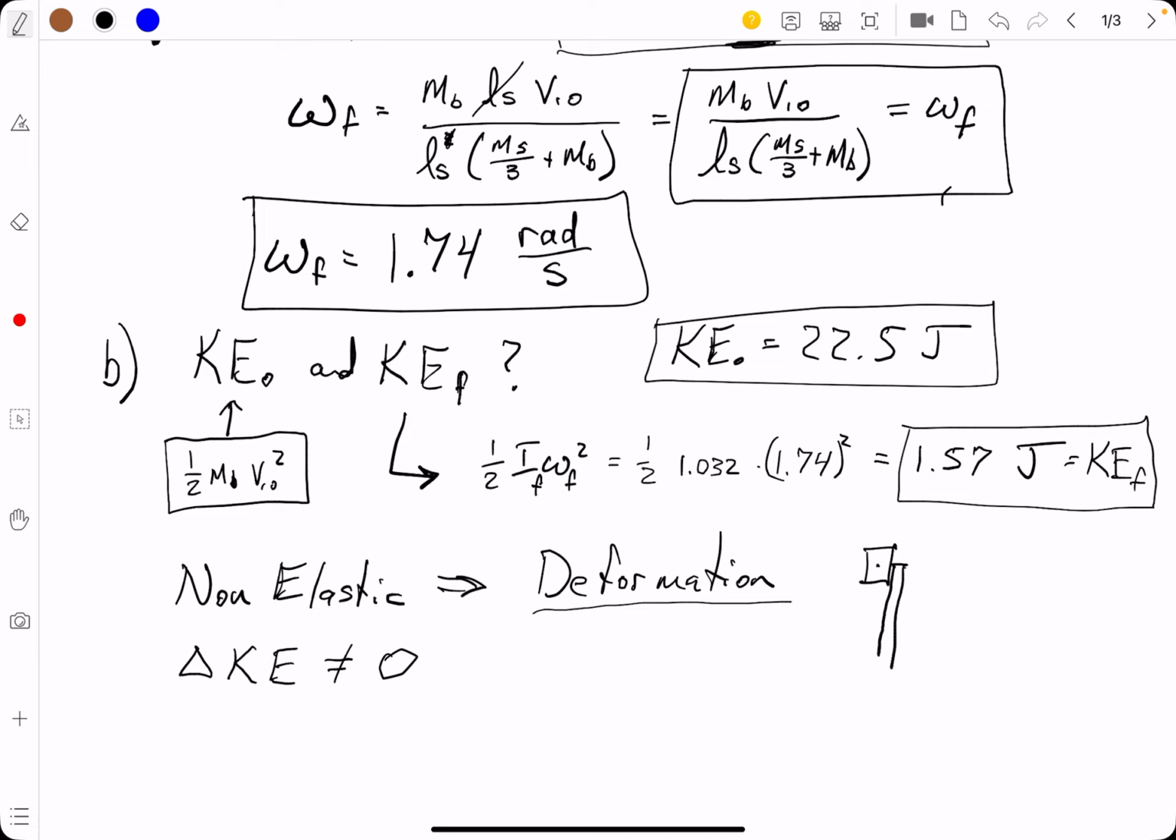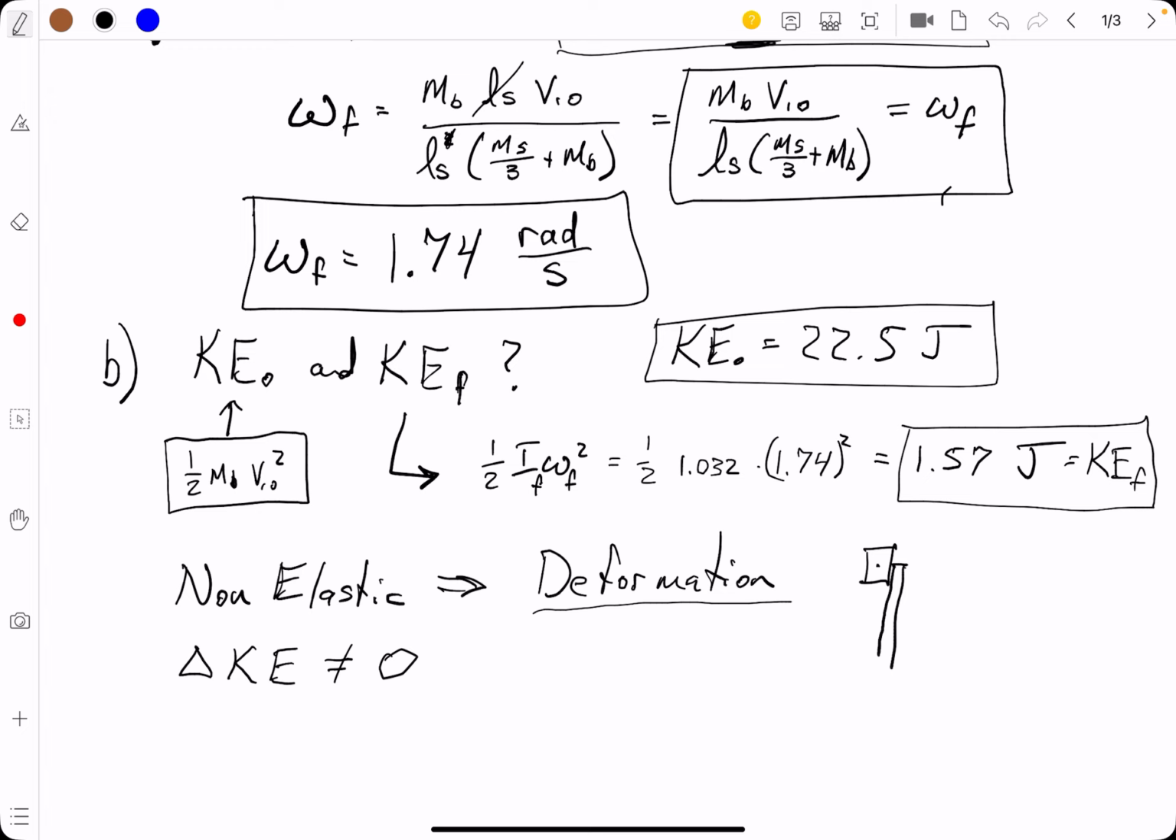There's deformation, deforming of the material or the thing, and that is what takes up your energy in the system. Alrighty.